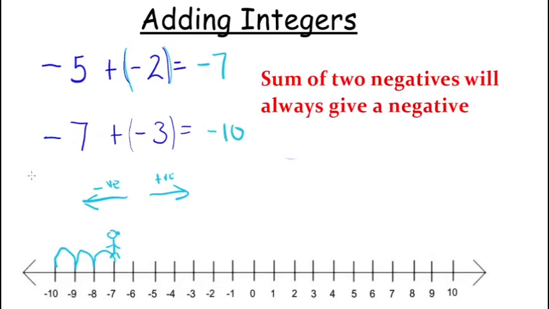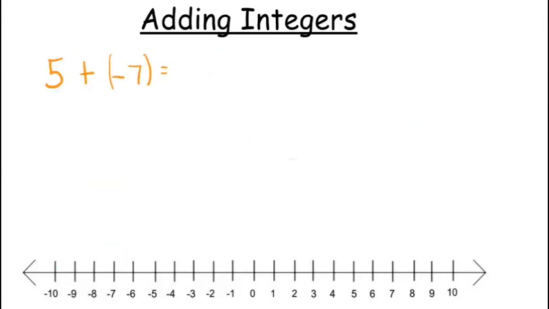So the rule states that the sum of two negatives will always give you a negative. Once you're adding two negatives, you will get a bigger negative, or the number will move further from the 0. The third case that we have is when we have a positive and a negative being added.